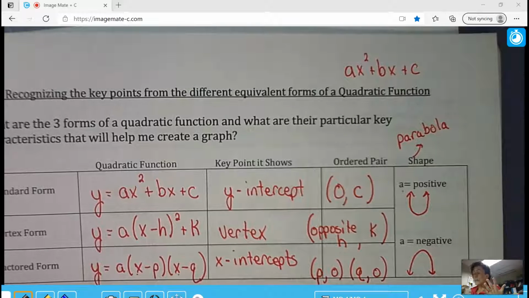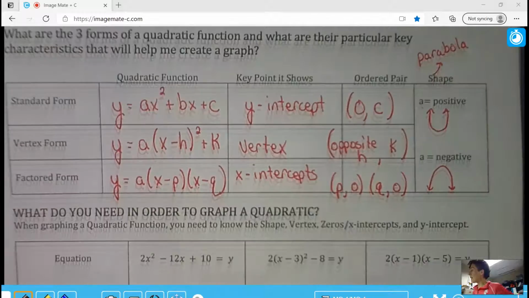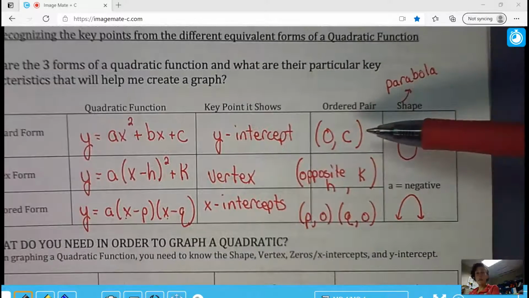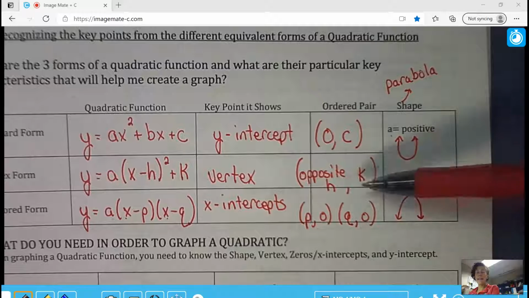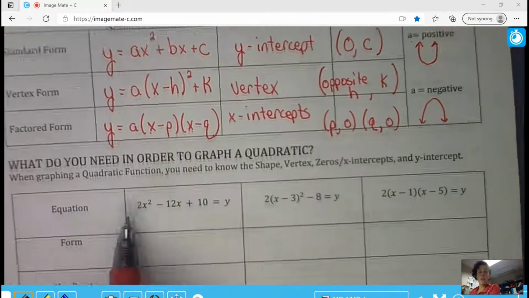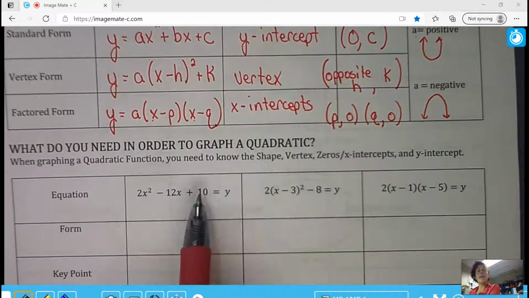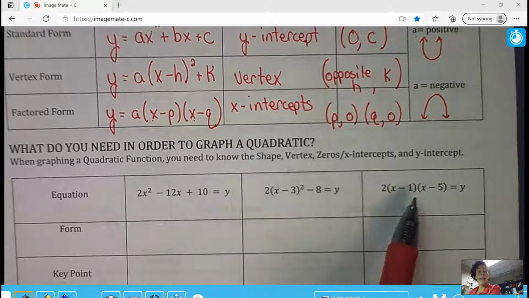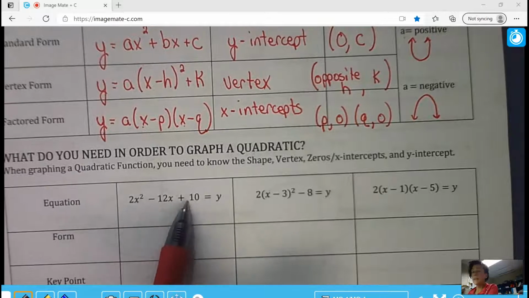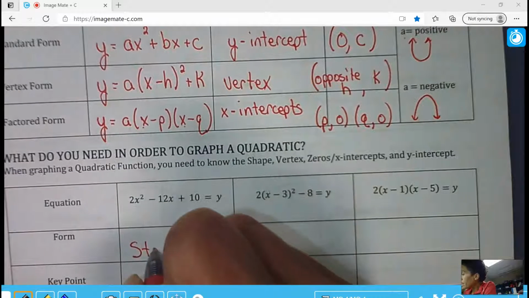So let's talk about, now that we have this, what do you need in order to graph a quadratic? And here I'm going to do a little bit more explaining of why some of these things happen, okay? So the first thing you're going to want to do, once you get an equation, is see what form it's in. Because when you know what form it's in, it's going to tell you that key point. So again, when there's no parentheses at all, just all addition, subtraction, we call that standard form.